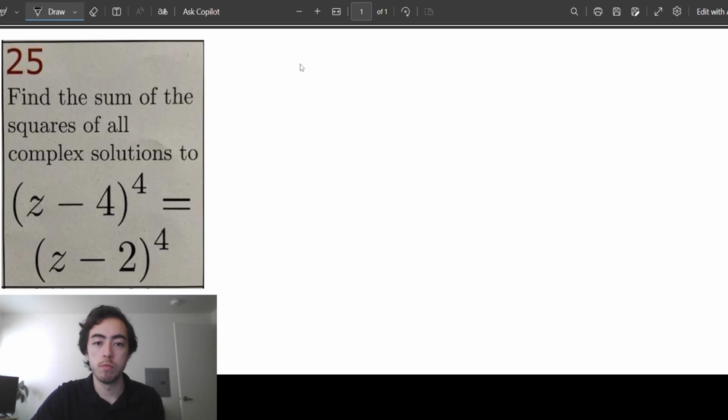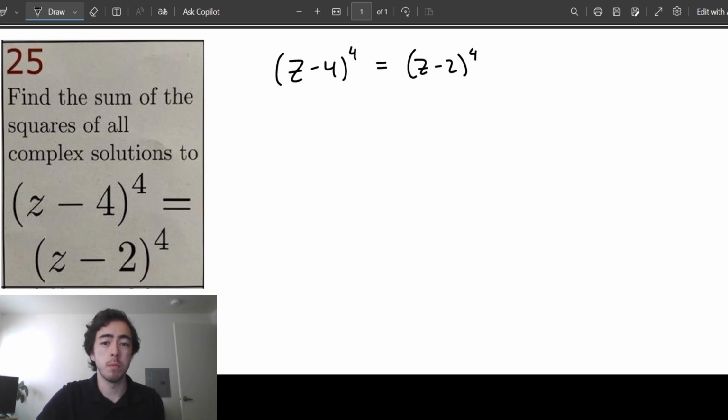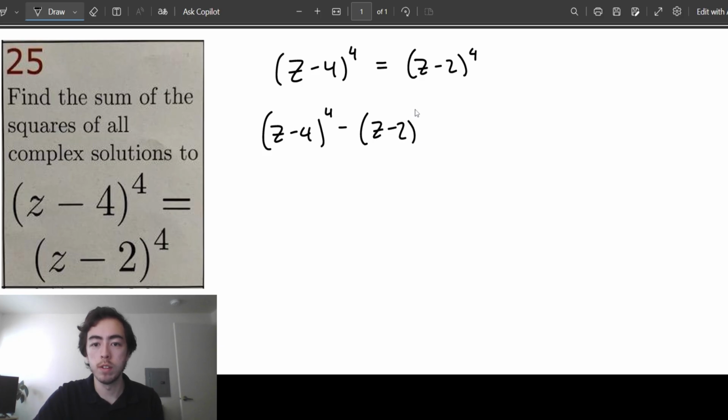So we could just try it out using algebra steps first, I think. We have z minus 4 to the fourth equals z minus 2 to the fourth. I think what would be the most straightforward is just to subtract one of these terms to the other side. So I'll subtract that z minus 2 to the fourth to the left, and I have this equals 0. And this right here is actually a difference of squares.